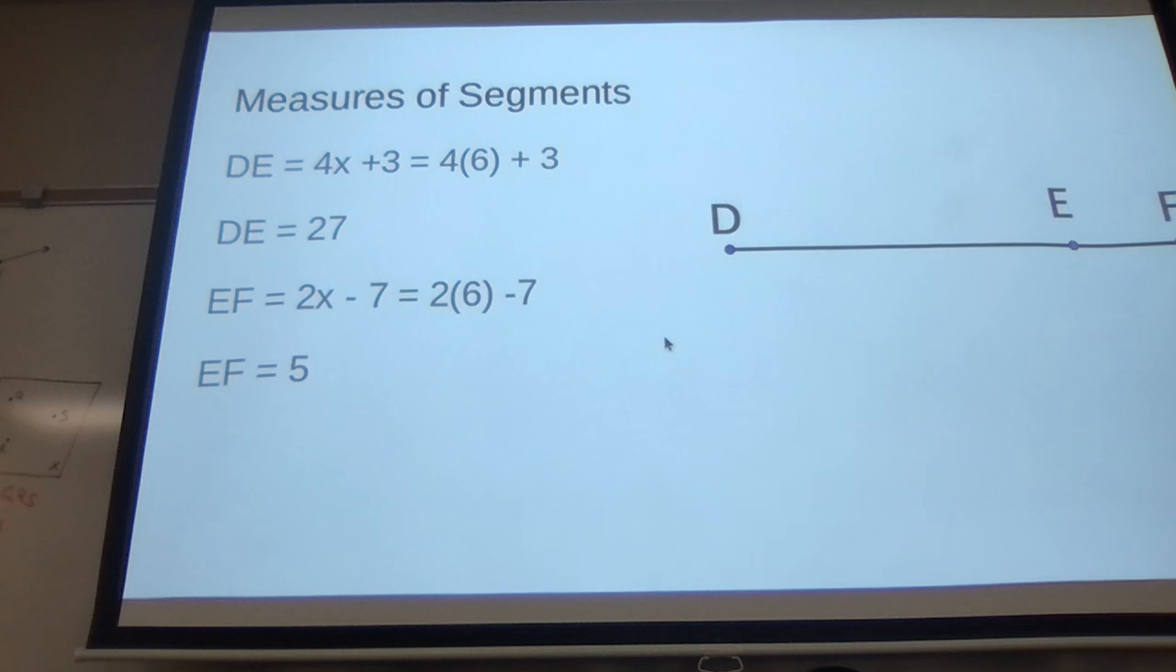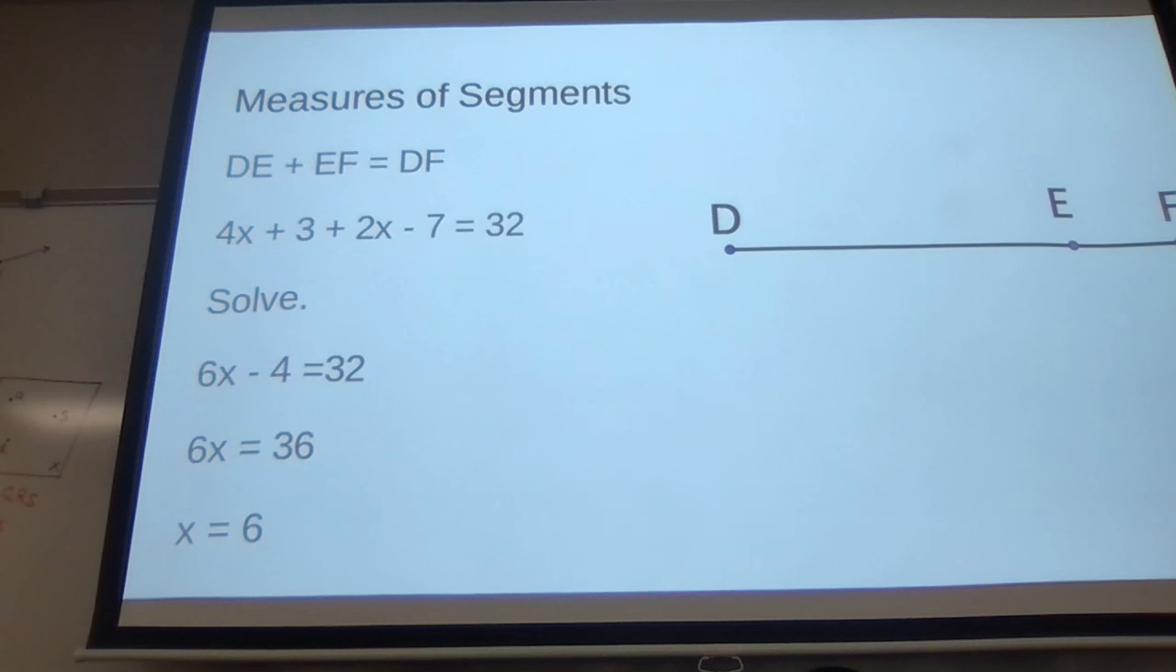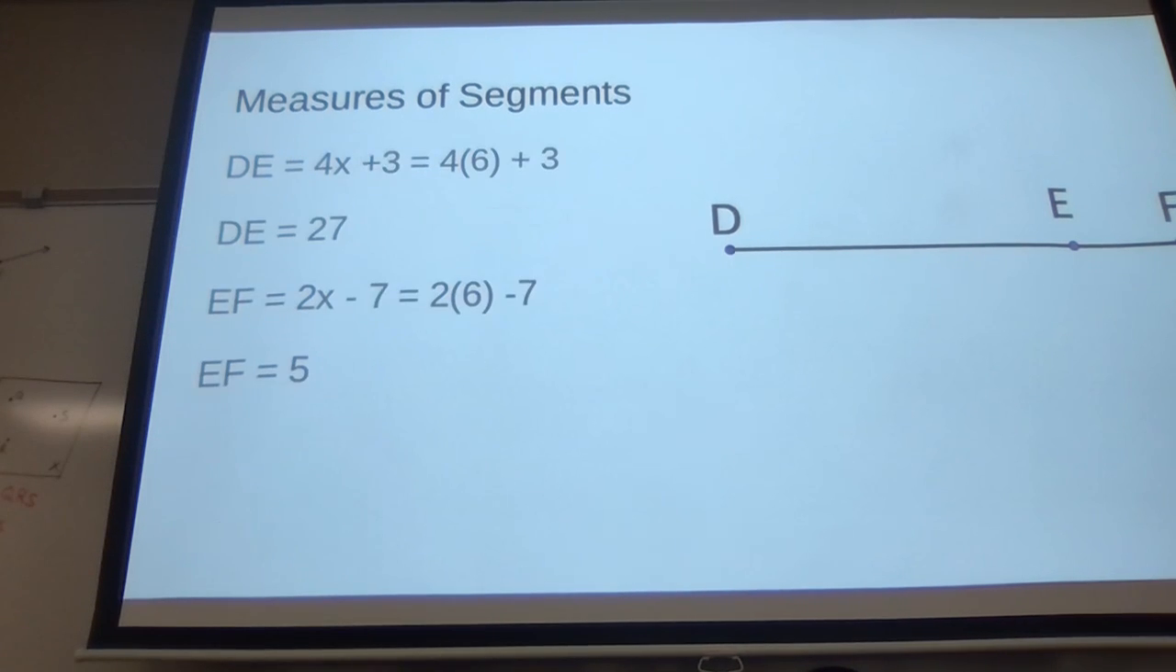Okay, and then we said, if you remember the original problem, we said the whole length DF was what? 32. If you add 27 and 5 together, this one's 27. This one over here is 5. If you add 27 and 5 together, then you get 32. That's 27 plus 5 is 32, so we know we did it right. That's all we got for you. That is it. Any questions?